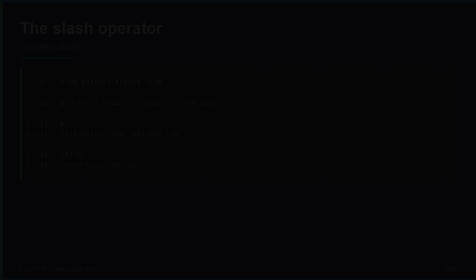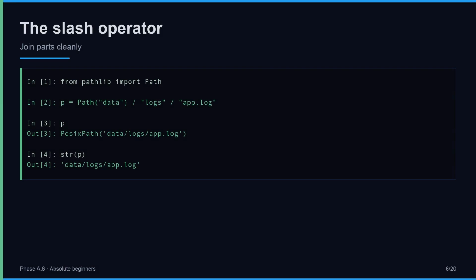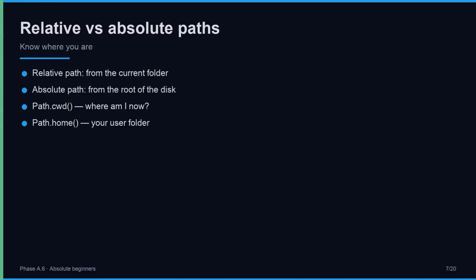Path is an object. The slash operator joins path parts cleanly. You chain them, data, then logs, then app.log. Pathlib inserts the correct separator for your operating system automatically, forward slash on Mac and Linux, backslash on Windows. You rarely think about it. If you need a plain string back, call str on the path. Most of the time you do not need to, because path objects work directly with open. Join with slash.